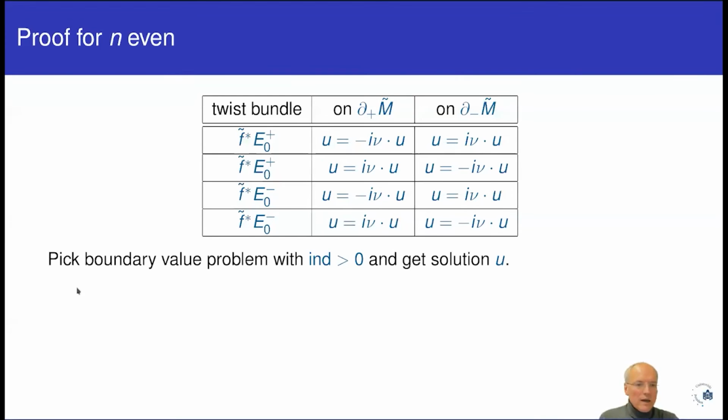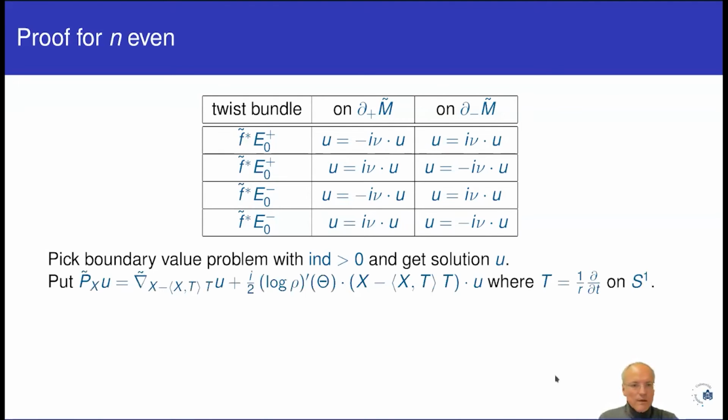Okay, so let's pick one of the boundary value problems with the positive index, and then we certainly get a solution of the corresponding boundary value problem. So we find a smooth spinor field, smooth up to the boundary, twisted with either E plus or E minus, such that the corresponding boundary conditions are satisfied. Okay, so we have this smooth solution.